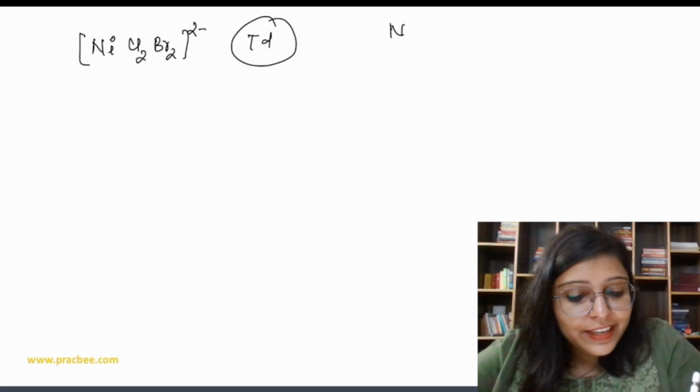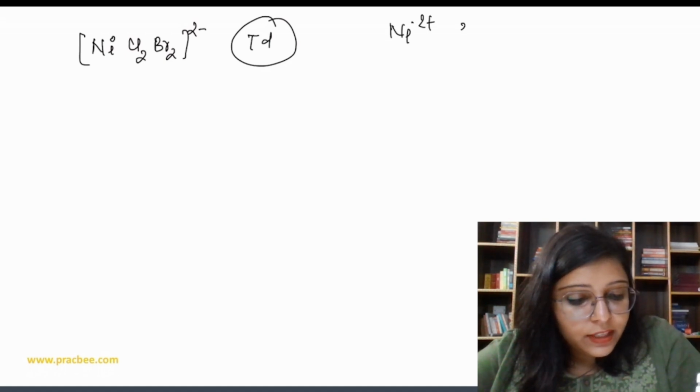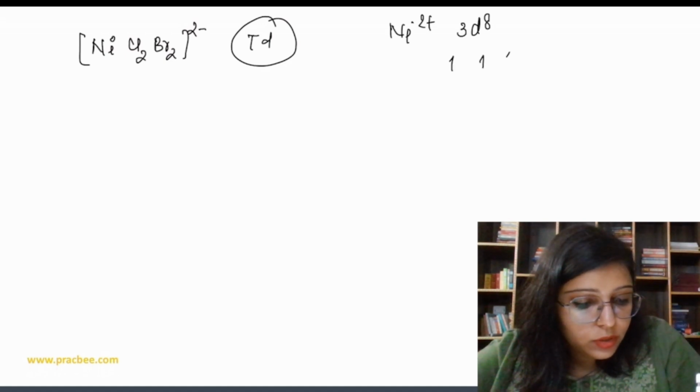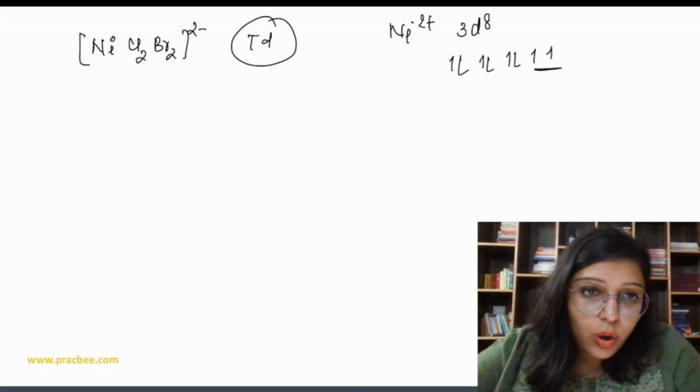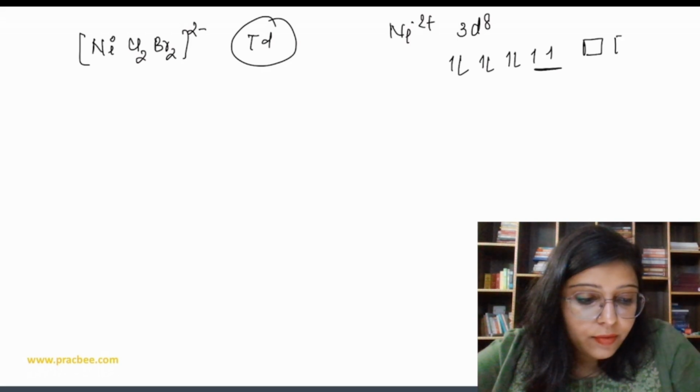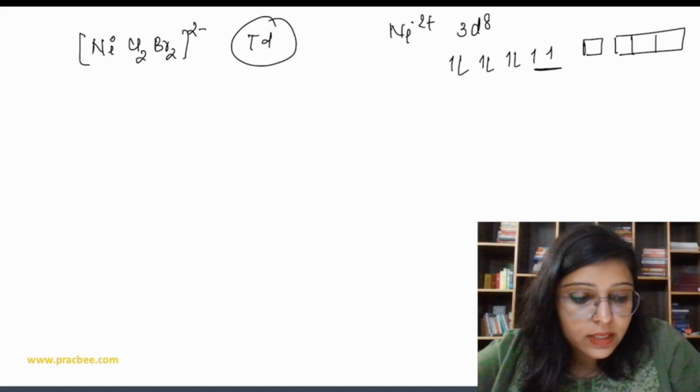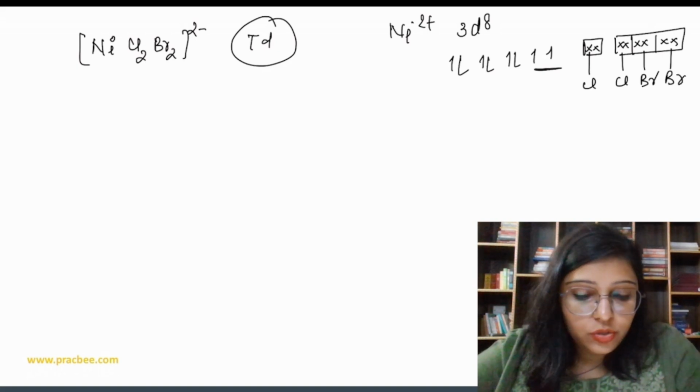Let's check it. Ni2+ we have 3d8: 1, 2, 3, 4, 5, 6, 7, 8. So pairing will not happen. The ligands can give their electrons to s and p, like Cl, Cl, Br, Br. So we have sp3 hybridization, right?